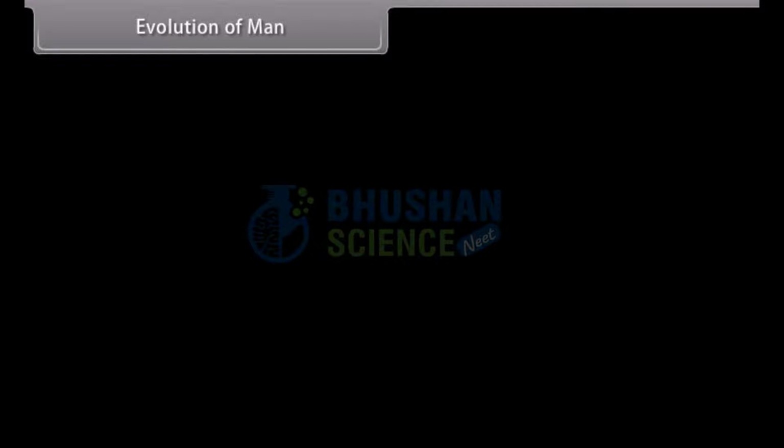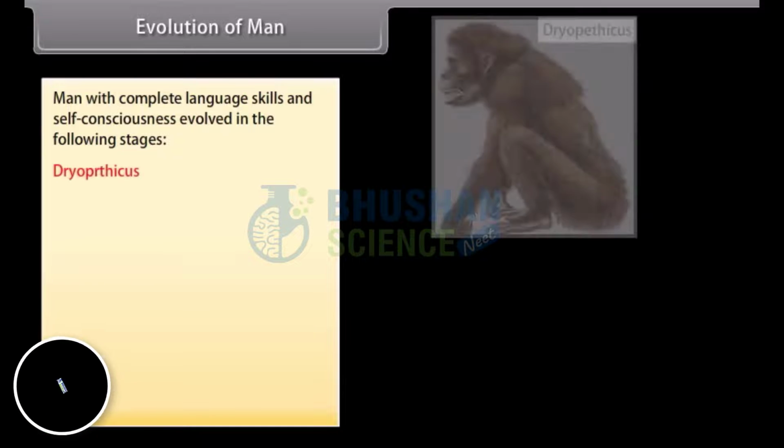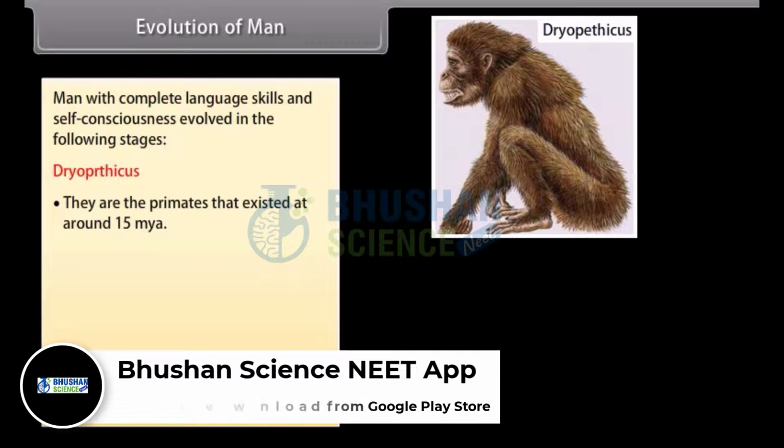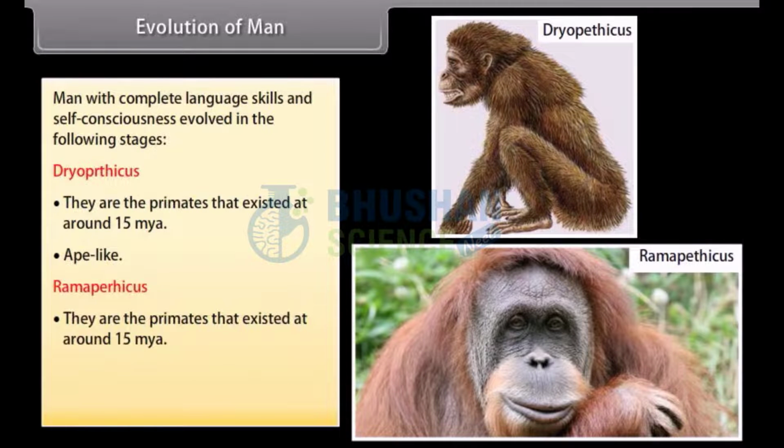Evolution of man. Man, with complete language skills and self-consciousness, evolved in the following stages. Dryopithecus are the primates that existed around 15 million years ago. Ape-like. Ramapithecus are the primates that existed around 15 million years ago. Man-like, walked upright and were about 4 feet tall.